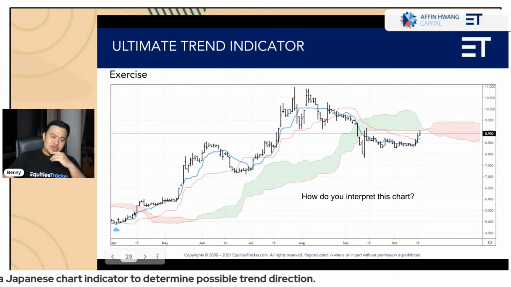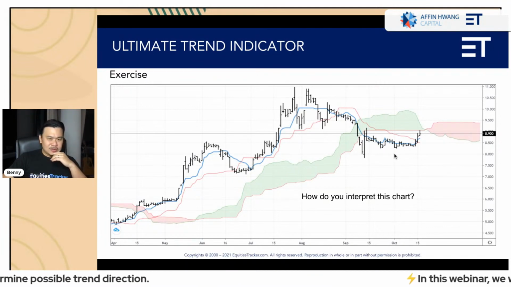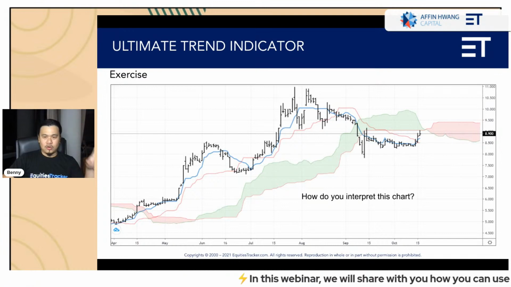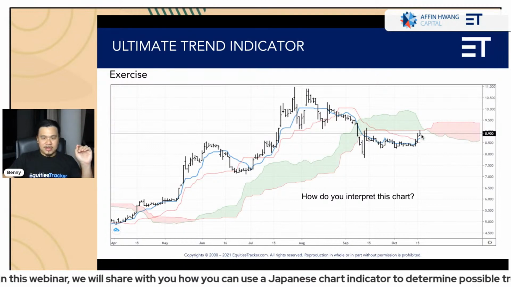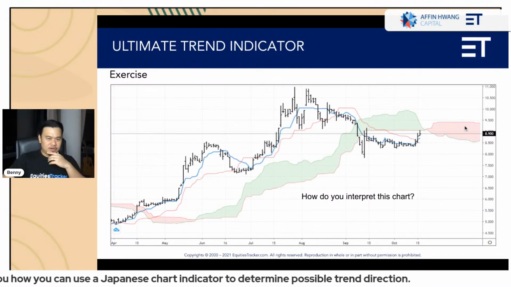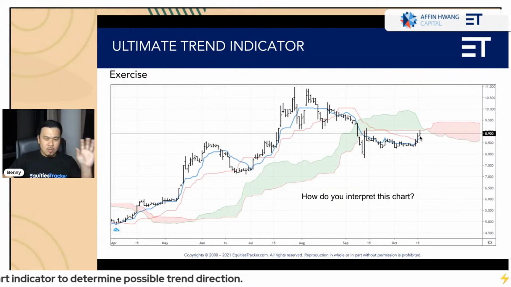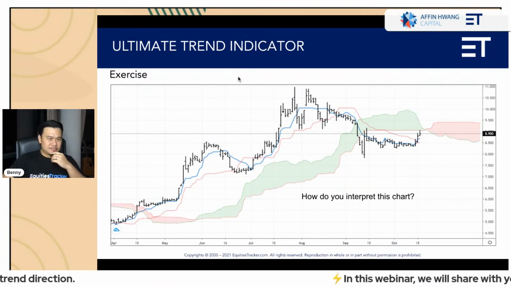All right. If you look at the current trend for this particular stock, obviously it's a downtrend, simply because it's below the cloud. But right now the price is near the cloud, and you can see that the cloud is expanding, moving downwards. So if I want to look at the current price movement, how will I interpret this particular trend? Anyone want to try?